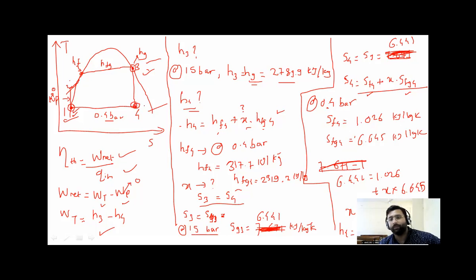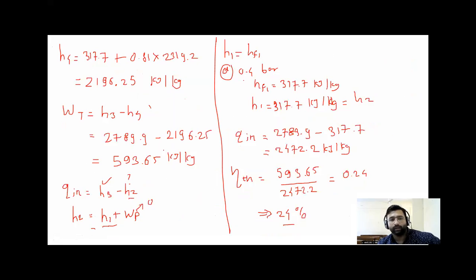In order to calculate any property in wet region, we have to take first the property at liquid saturated condition plus X into its latent heat. So S4 will be equal to SF4 plus X into SFG4. Here at 0.4 bar, you know SF4, you know SFG4, and you know S4 value. So directly you can calculate the dryness fraction, that is 0.8. As we have calculated 0.81 dryness fraction, we will put back into this equation of H4. We will calculate H4. As we calculate H4, we will calculate the turbine work. Okay. This is the first part, calculation of turbine work.